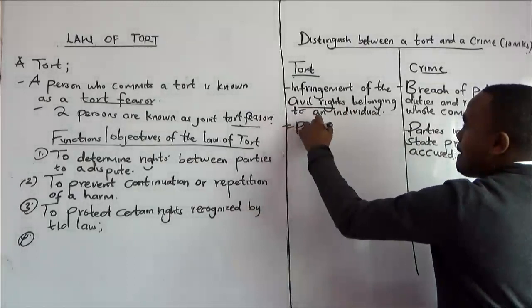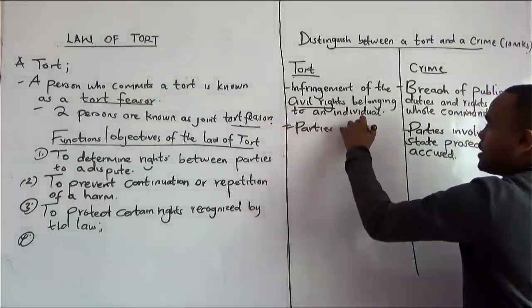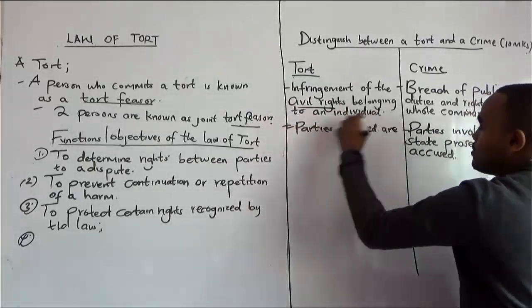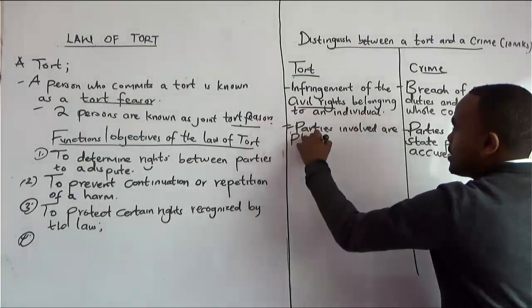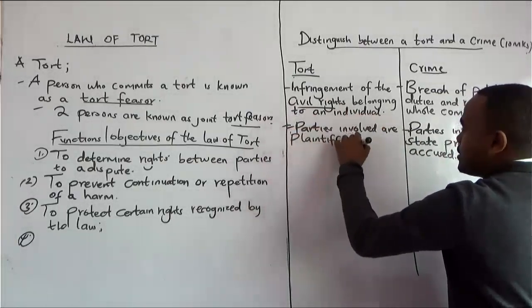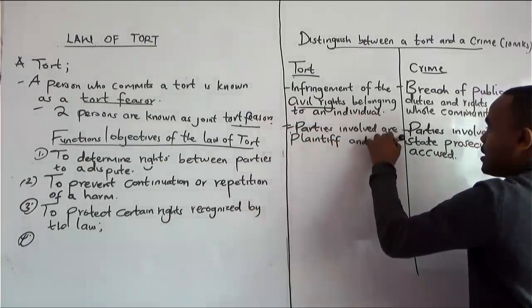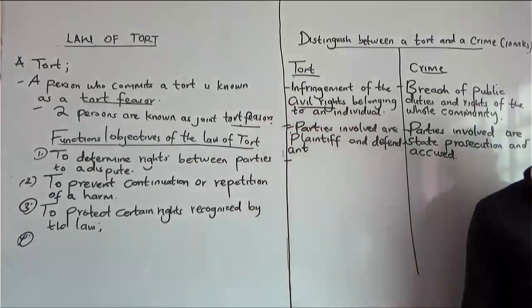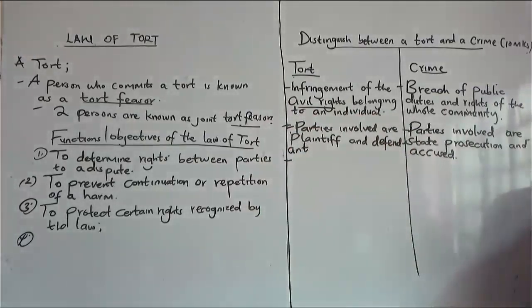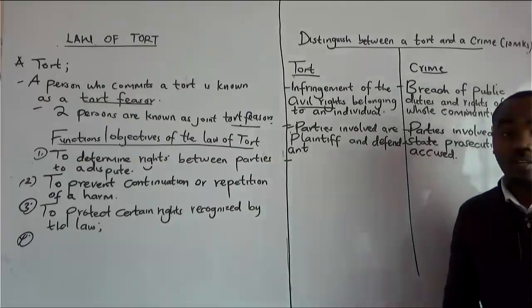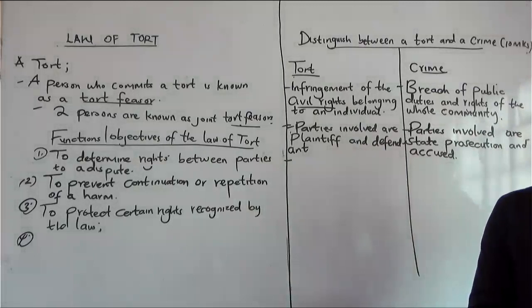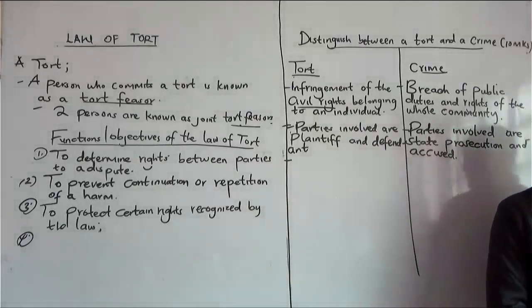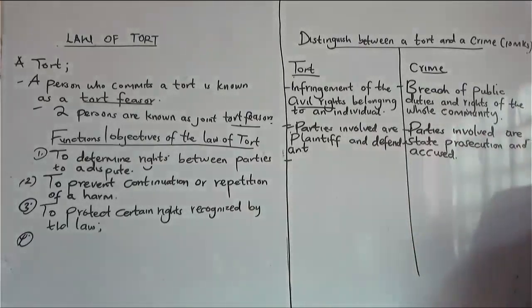defendant and plaintiff. The plaintiff and the defendant. Standard of proof for a tort. What is the standard of proof for a tort? Balance of probabilities, correct.